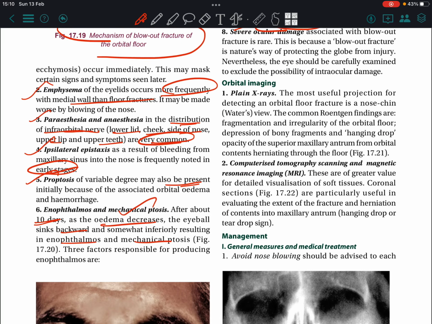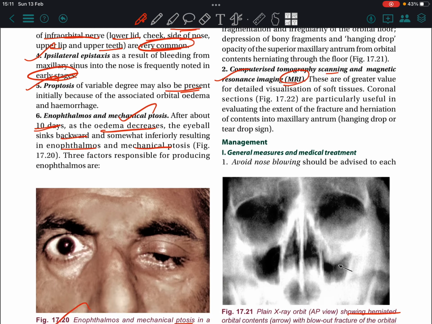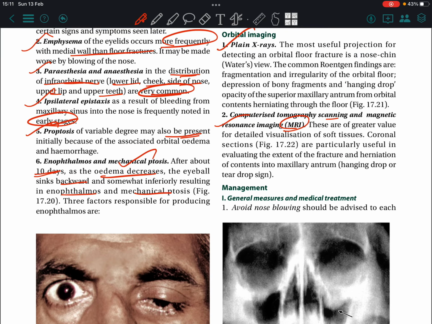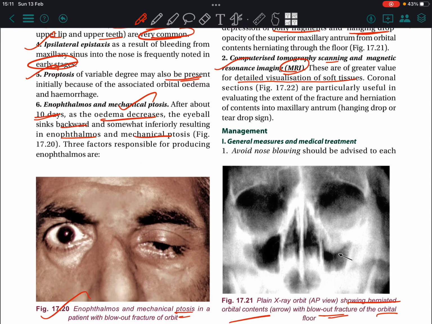Then orbital imaging is done by plain X-rays, CT scanning, magnetic resonance imaging, etc. The common radiological findings are fragmentation, irregularity of the orbital floor, depression of bony fragments, and hanging drop sign in plain X-rays. Computed tomography scanning and magnetic resonance imaging are of greater value for detailed visualization of soft tissues.